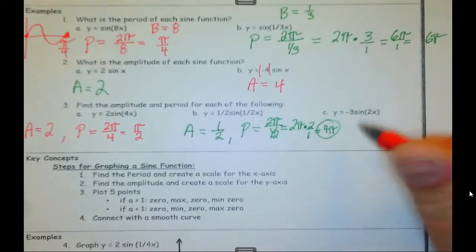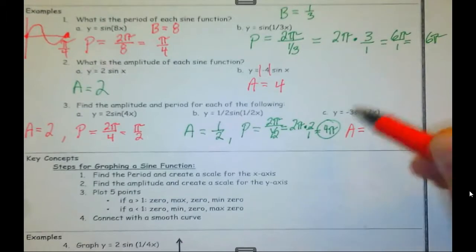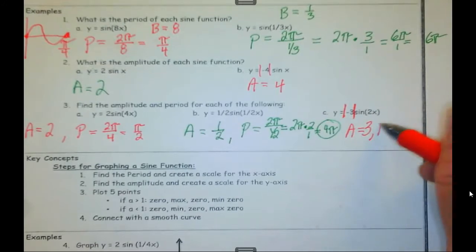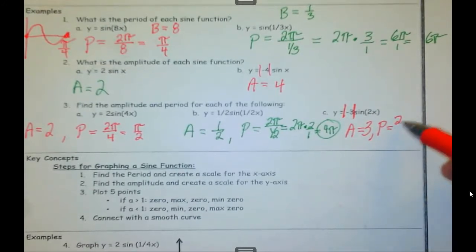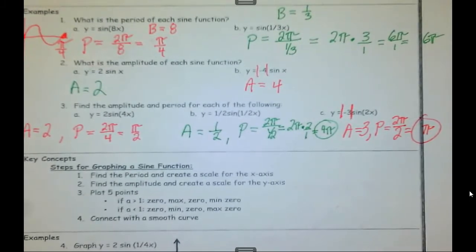C. What's my amplitude? It's the absolute value of a, which is 3. My period? 2 pi over, what's my b? So I just have pi. Easy, right? Okay, this is how we're going to graph these sine functions.